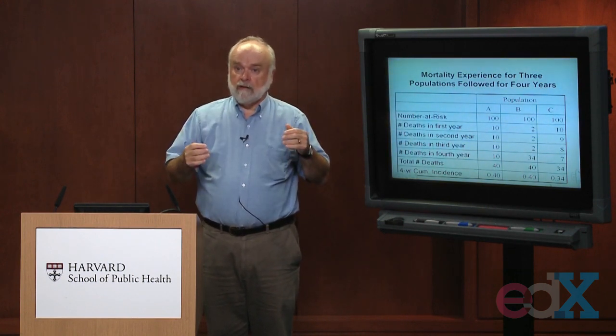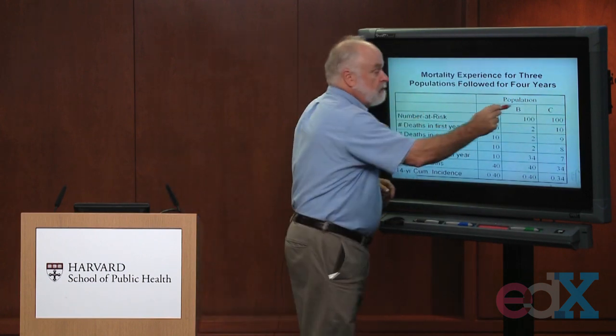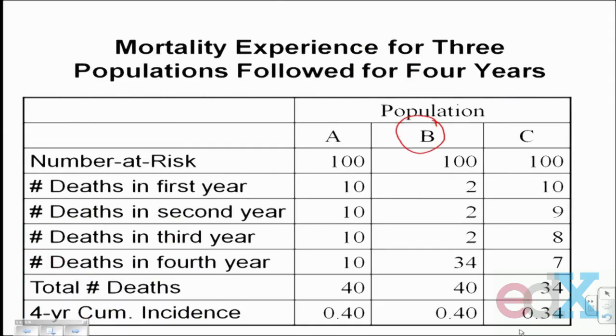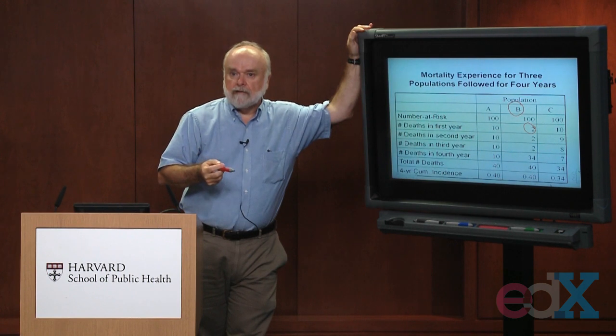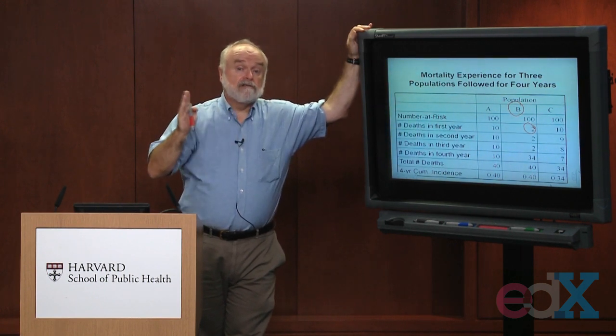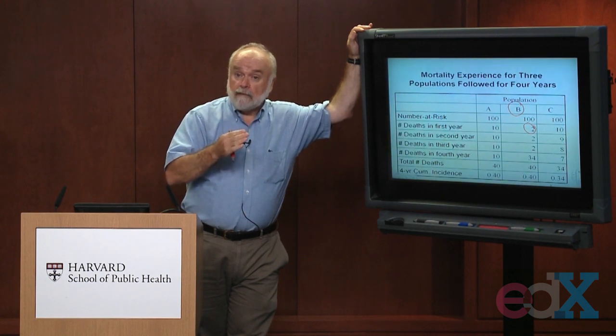One's no better than the other if you're talking about cumulative incidence, if you're talking about estimated risk. But people who choose population B usually say so because they say, gee, look how we got to that 40% cumulative incidence. During the first year, only two of us developed the disease. During the second year, only 2 of us developed the disease. In the third year, only 2 of us developed the disease.